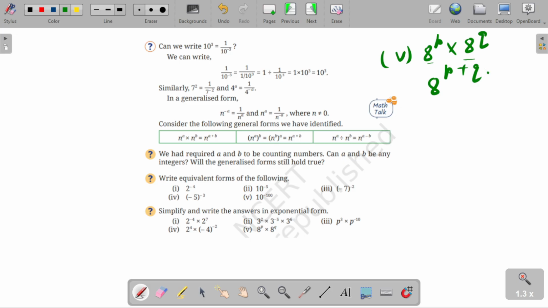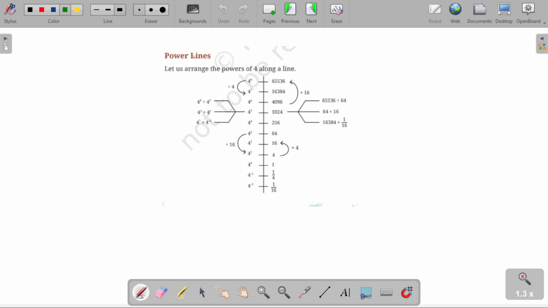I hope this is making sense to you. Fine. So let's move to the next part. Now you have power lines here. So power lines, what do you mean by that? They have given all the powers of 4 together till 4 to the 8, and the expansion is given like 4 to the 8 is this, expanding it. Okay, this is all given to you.